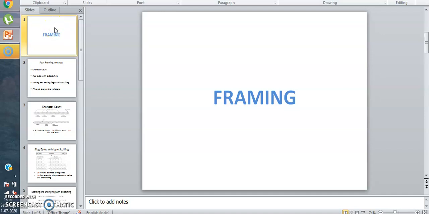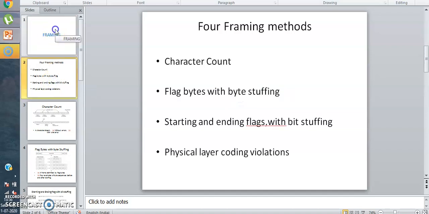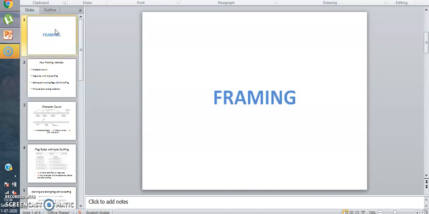The next topic in data link layer is framing. What is framing? To provide service to the network layer, the data link layer must use the services provided to it by the physical layer. What the physical layer does is accept a raw bit stream and attempt to deliver it to the destination.